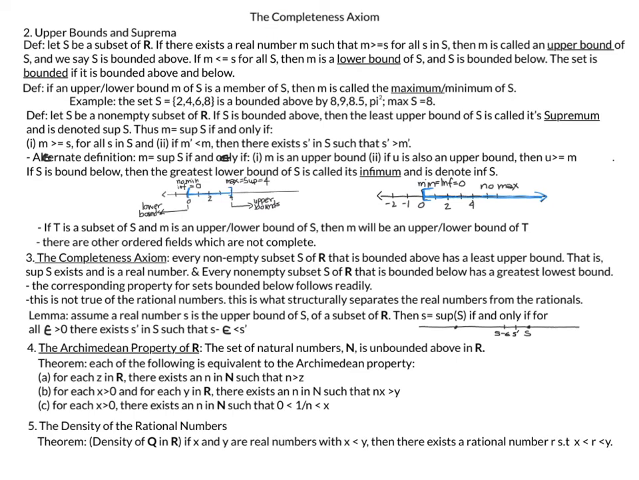In this video, we will talk about the completeness axiom for real numbers. We will talk about upper bounds and suprema, as well as lower bounds and infima. We will talk about the completeness axiom for real numbers, and then the Archimedean property, and then finally the density of rational numbers in the real numbers.